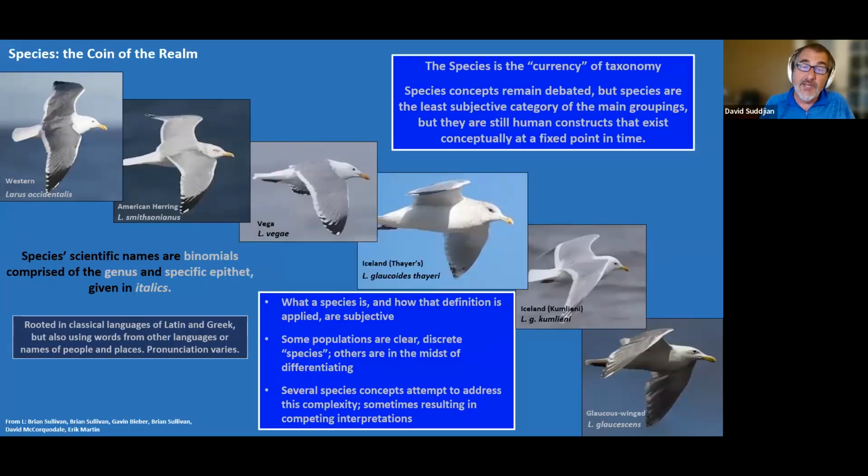And some populations are clear, discrete species, very clear about that. Others seem to be in the midst of differentiating, and things are a lot messier. Our gulls listed here are a good example of messiness in our species naming and understanding among our birds. And there are several different concepts that attempt to address the complexity, but sometimes that results in competing interpretations.